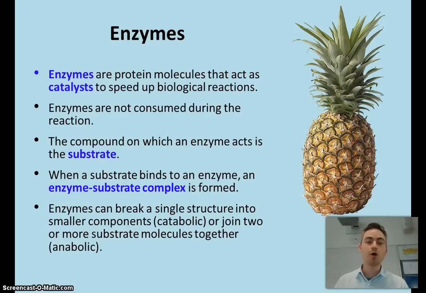The next one, the compound on which an enzyme acts is called the substrate. So just the name for the thing that the enzyme is breaking down or building up is the substrate. When that binding happens between the enzyme and the substrate, it's called an enzyme-substrate complex. Makes sense. Enzymes can break a single structure into smaller components so they can perform a catabolic function. They can break it down, or they can be anabolic. They can take two smaller things and join them together.